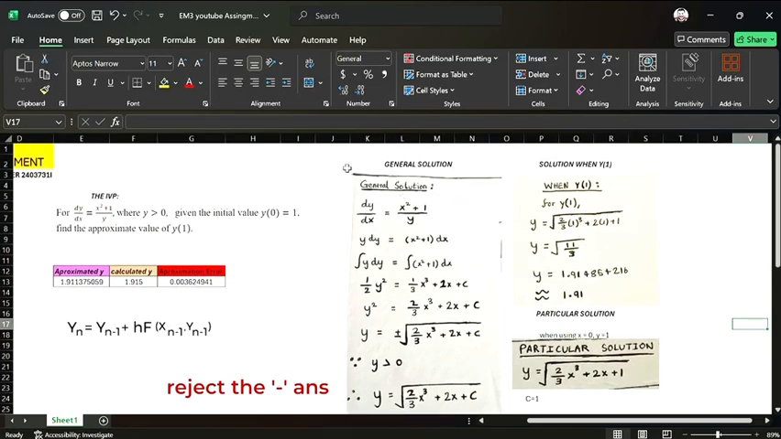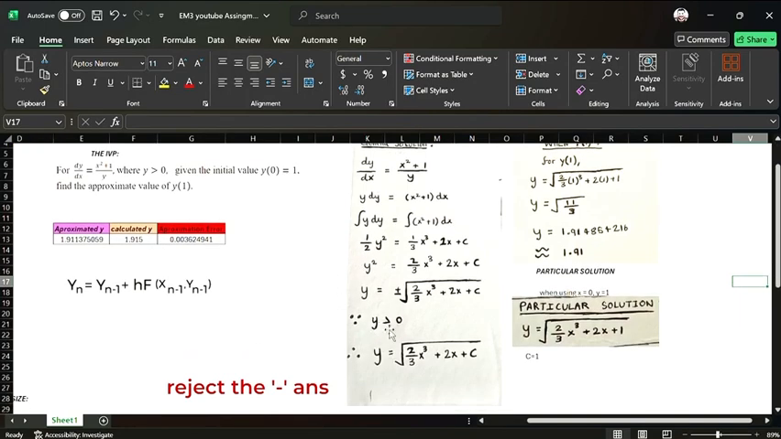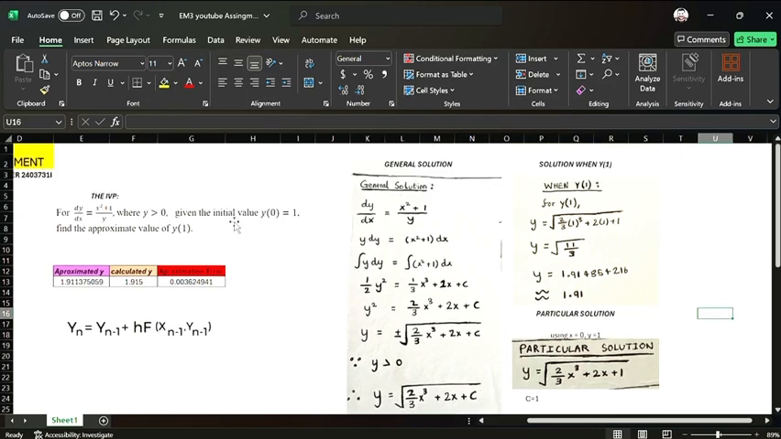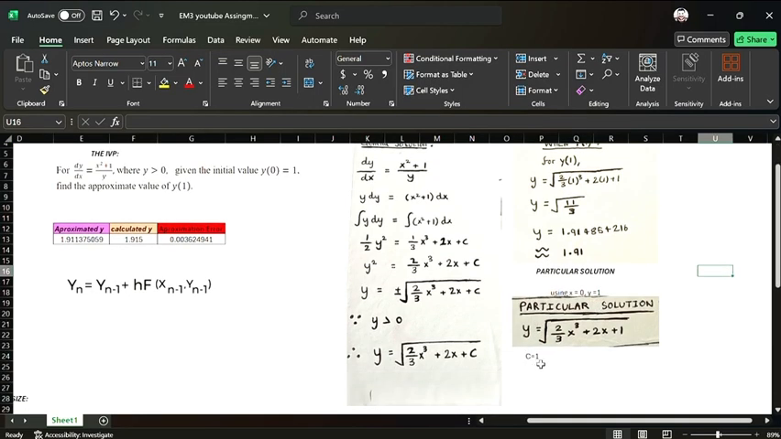Okay, so now we can find the general solution for the IVP, where dy/dx is equal to (x squared plus 1)/y. And if we integrate this, and we say that y is greater than 0, and make y the subject, we will get y is equal to the square root of (2/3 x cubed plus 2x plus c). Now, using the values from the question, where x is equal to 0 and y is going to equal 1, we can find a particular solution, which will give us c is equal to 1.